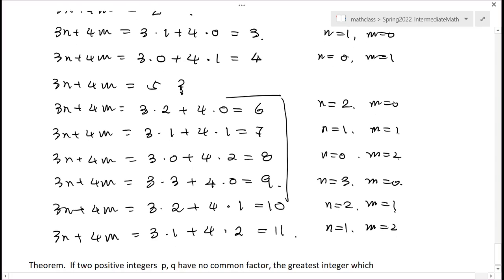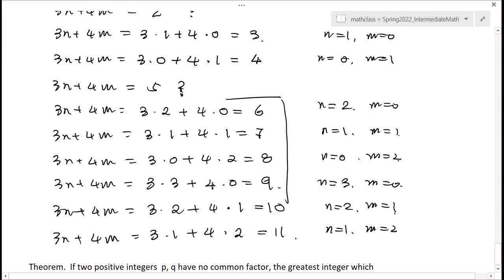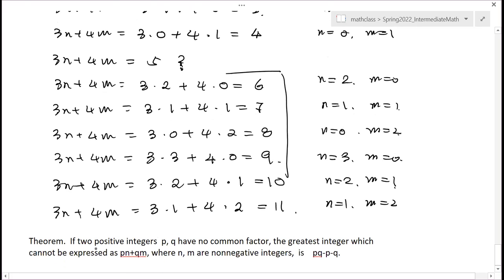So we have a general theory, and the theorem says that if 2 positive integers p and q have no common factor, the greatest integer which cannot be expressed in this form is p times q minus p minus q. Now this is not easy to prove, but that's a fact.